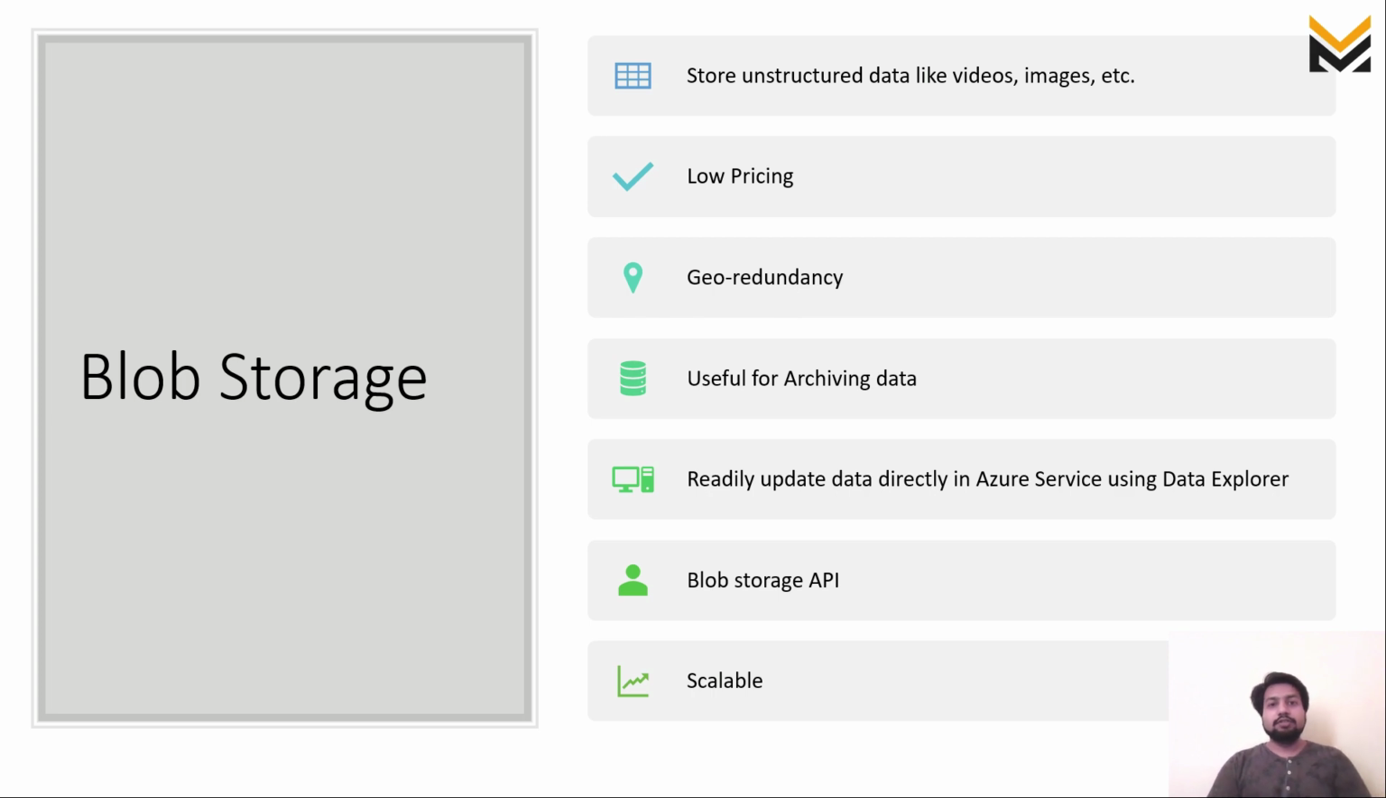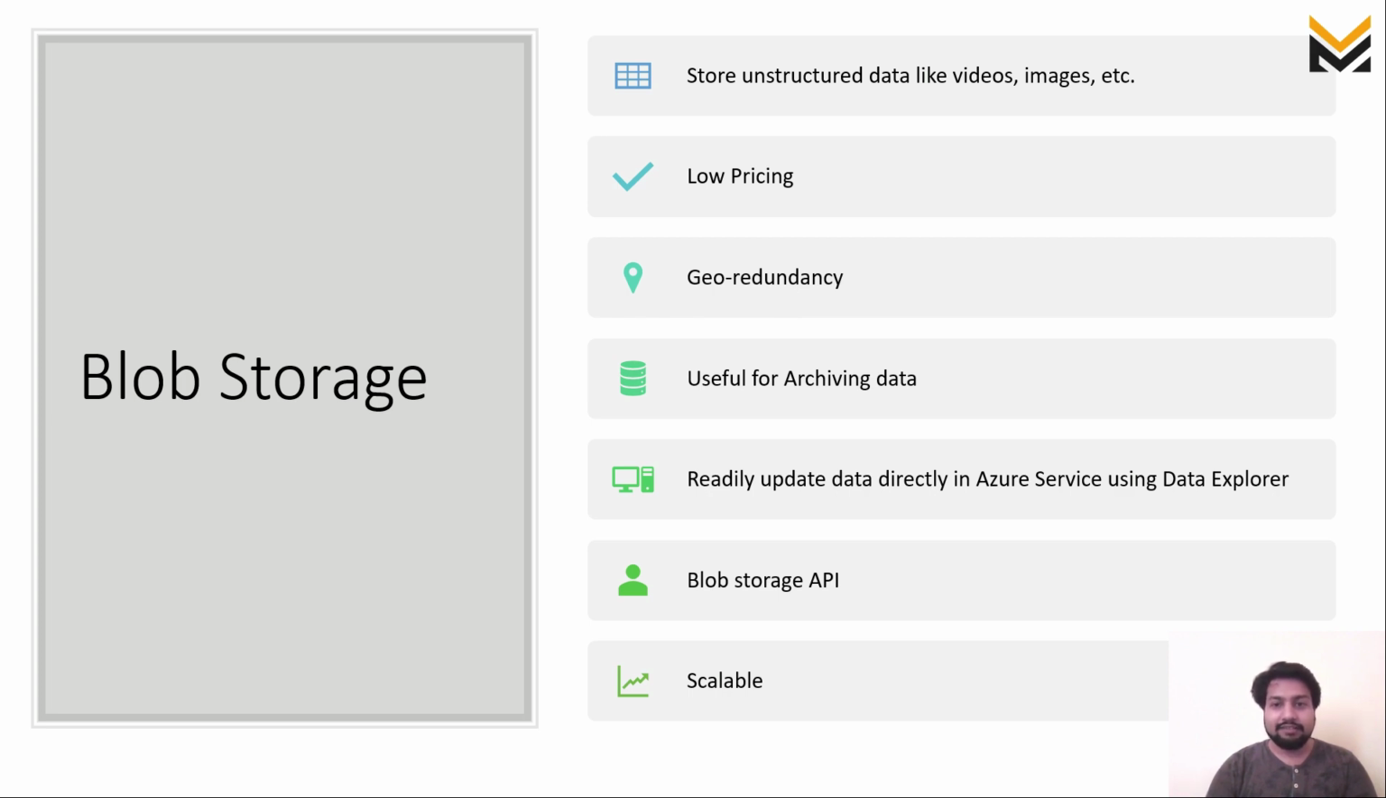Blob storage is one of the cheapest storage options provided by Azure and the easiest to configure. It is basically for all the unstructured data like videos and images, and you can even save structured data here, or JSON documents as well. By default, it provides Geo Redundancy, and it is very useful when you prefer to archive your data. It provides different tiers, like hot, premium, and cold data tiers. We will come to what they are.